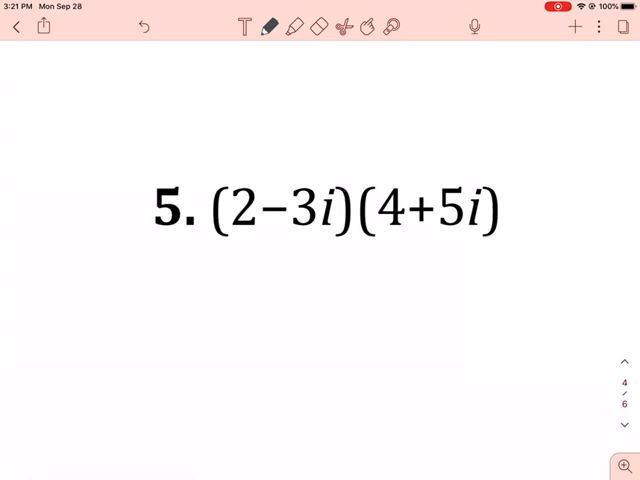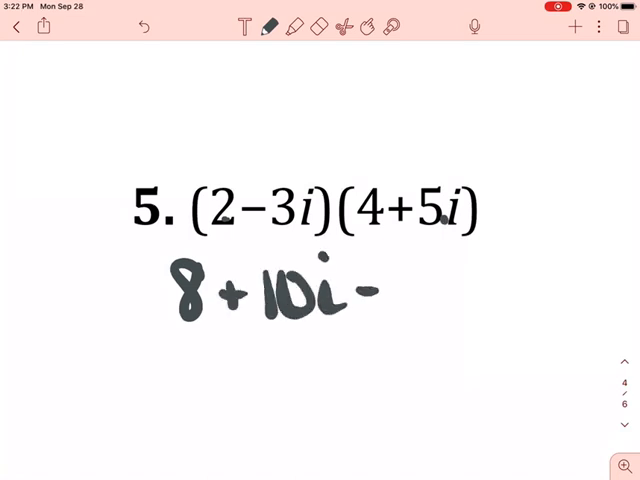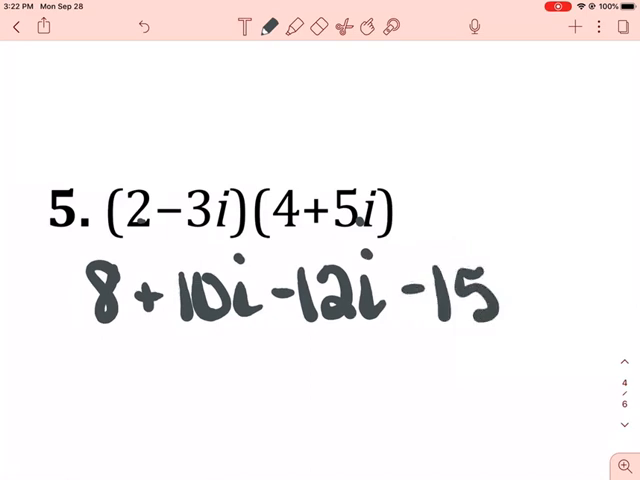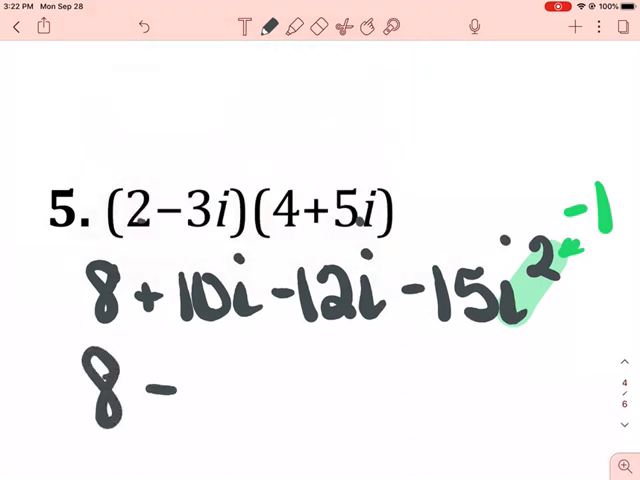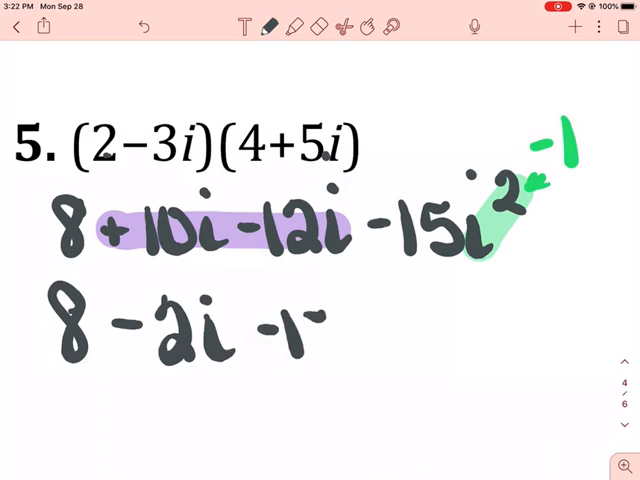Okay, let's try this guy. Now we're going to do our split, whatever way you multiply things. So that's 8 plus 10i minus 12i minus 15i squared. Okay, i squared goes to -1. So that's 8 minus 2i. I just added these two together, combined like terms.